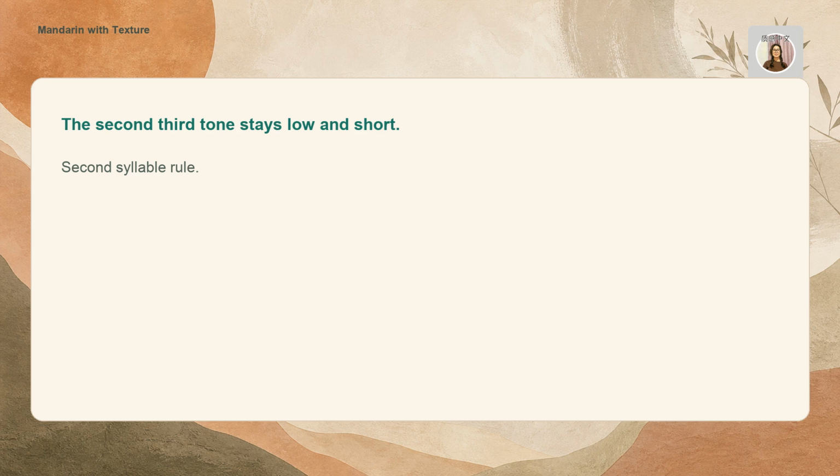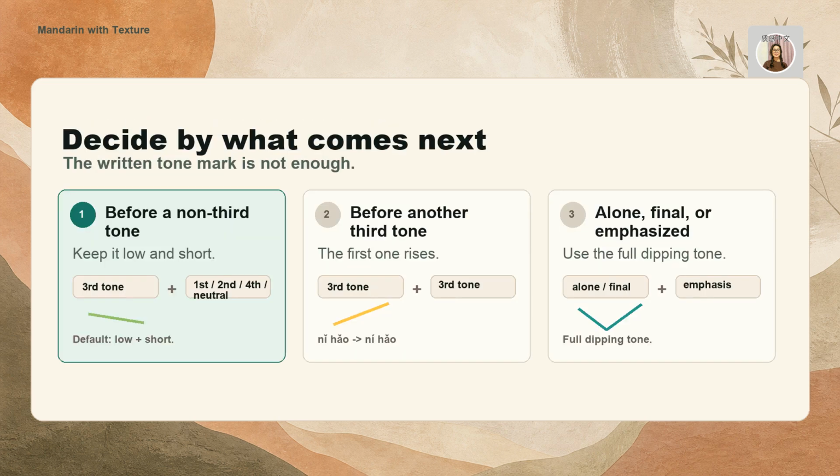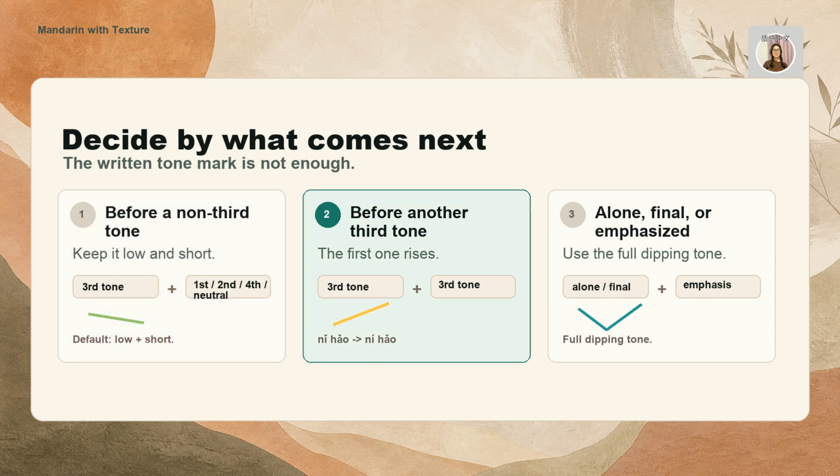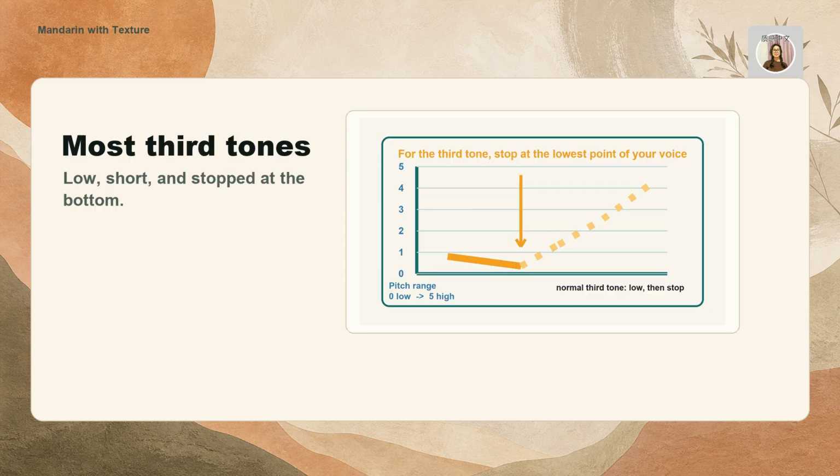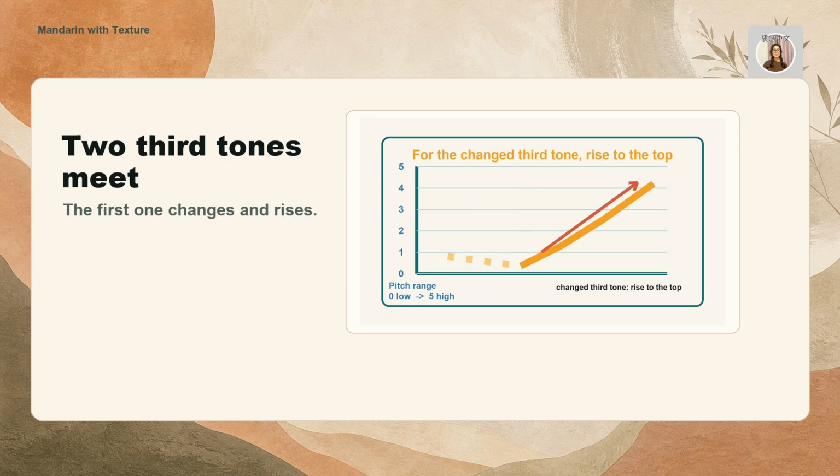Here are the three standard rules. Rule 1. If a third tone syllable is followed by a non-third tone, pronounce it as a half third tone. Rule 2. If a third tone syllable is followed by another third tone, the first one changes into a rising tone. Rule 3. If a third tone syllable is long, sentence final, or strongly emphasized, you may pronounce the full dipping third tone. But for speaking practice, remember it this way. Most third tones are low, short, half third tones. When two third tones meet, change the first one into a rising tone.